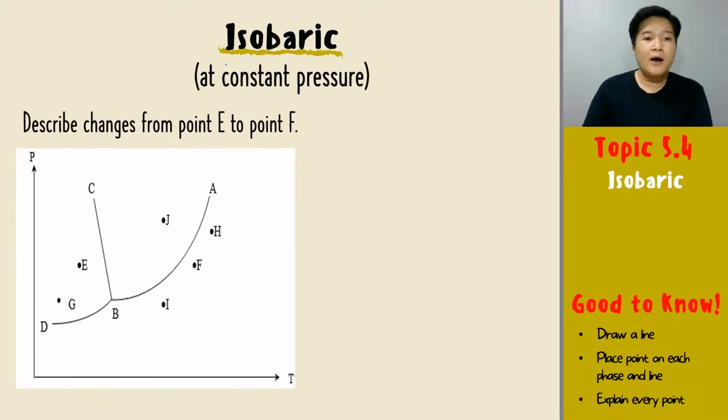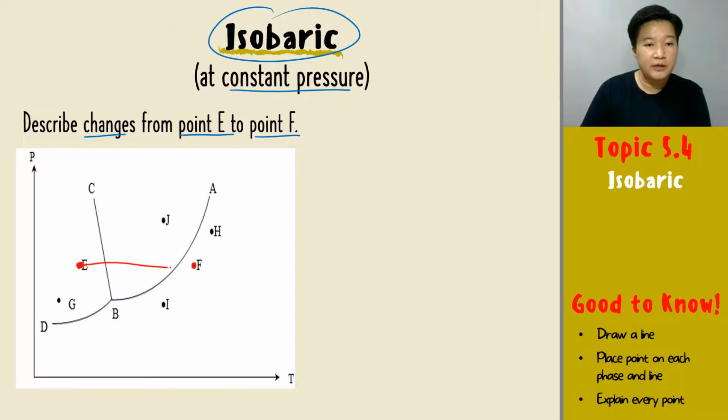So, how do I answer the question for isobaric, constant pressure? Describe the changes from point E to point F. So, that is my point E over here. That is my point F. So, the first thing that we are going to do is draw a straight line from your point E to your point F. Next, what we are going to do is put down more dots for ourselves. So, where should we put the dot? We know that that is my solid, that is my liquid, that is my gas.